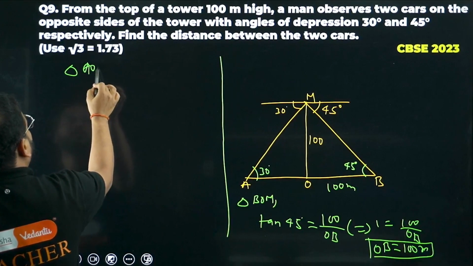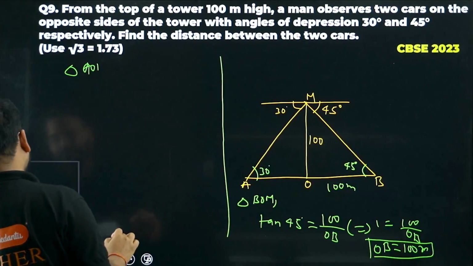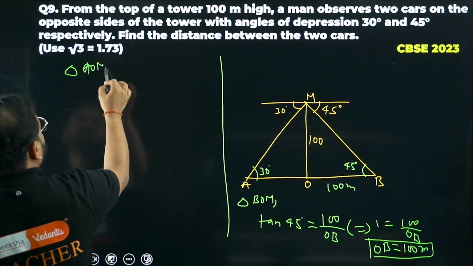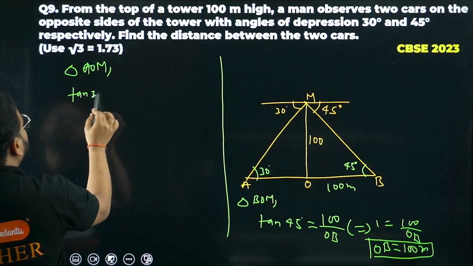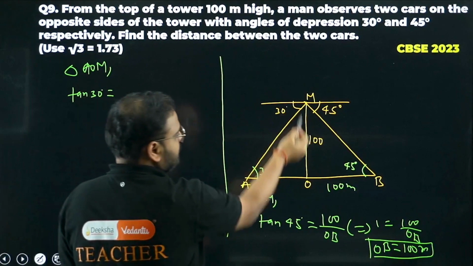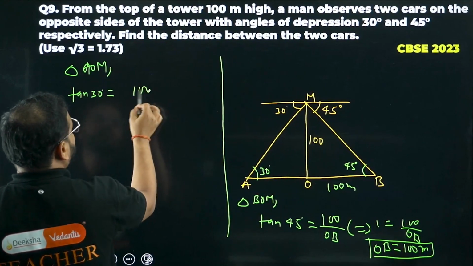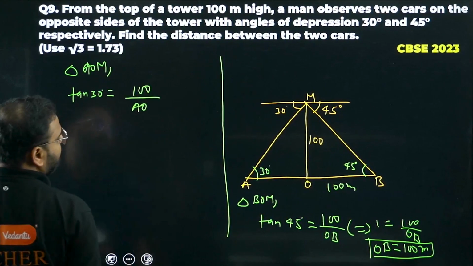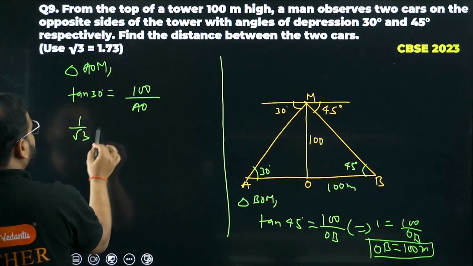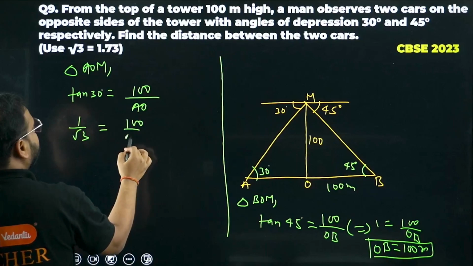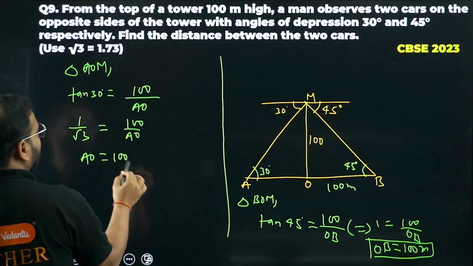Triangle AOM. Tan 30 will be applied now, the same way. Opposite by adjacent, so OM over AO. So again 100, how much is AO? Please check it out. What is tan 30? 1 by root 3. So 1 by root 3 equals 100 by AO. Cross multiply, so AO is coming as 100 root 3.